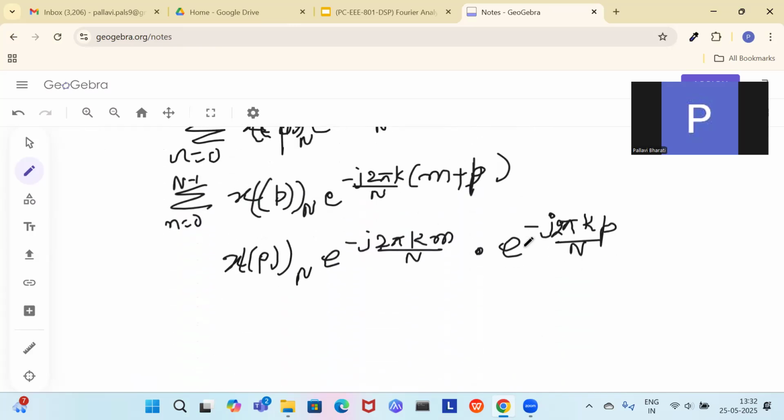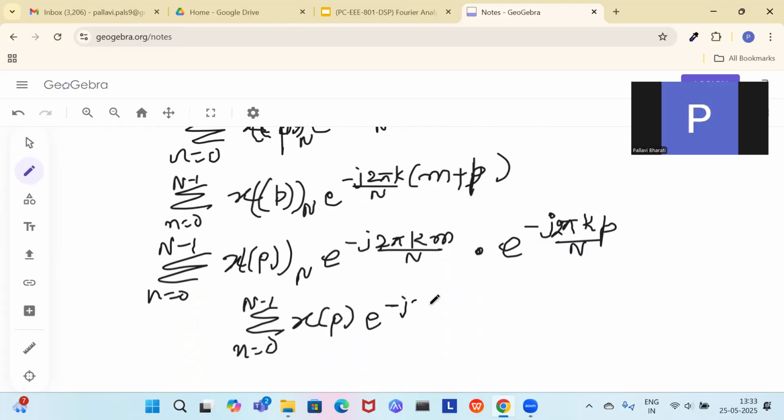Now see, just change the positions. Here I have missed this n equals 0 to N minus 1. Let me write it. n equals 0 to N minus 1. Now, if I put this part inside and this part outside, then it becomes the sum from n equals 0 to N minus 1. For the time being, I'm writing here x[p]. This part I'm putting inside, so e to the power minus j 2 pi k p by N together, and this one as e to the power minus j 2 pi k m by capital N.